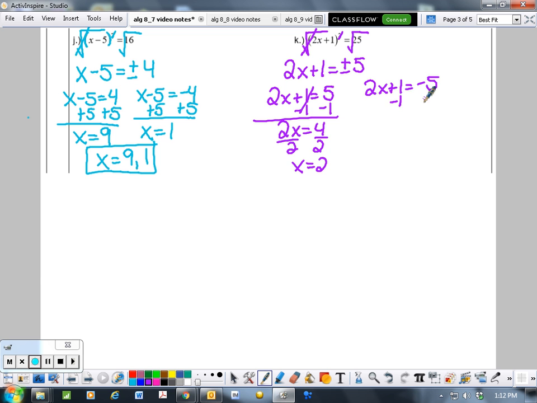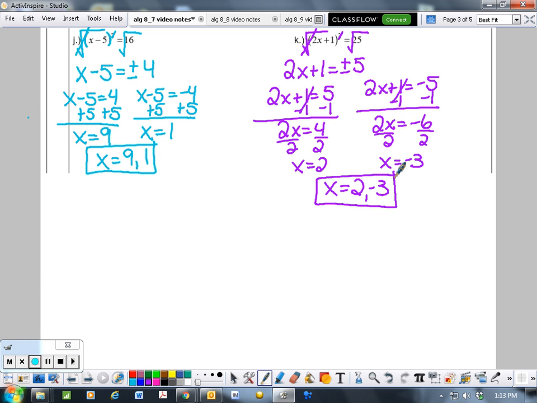Here I minus 1 on both sides. So now I get 2x equals negative 6. Divide by 2. And I get x equals negative 3. So now I have my two answers, 2 and negative 3, and we are good to go. But as you can tell, we're still on only page 3 of 5, because we're building you up step by step.